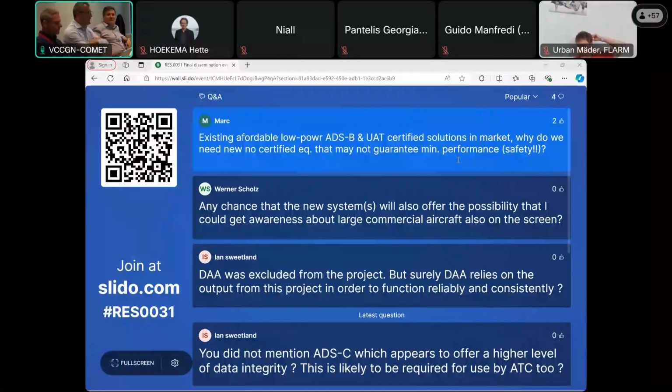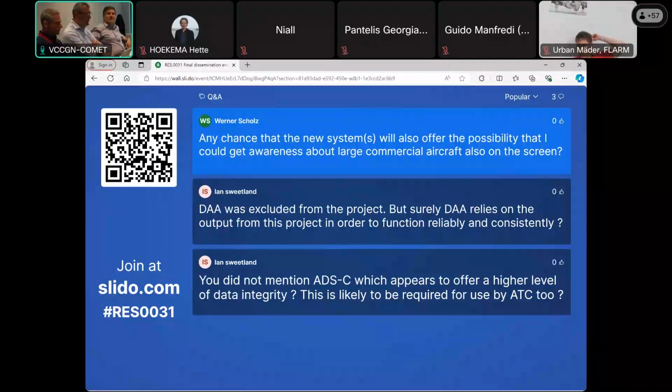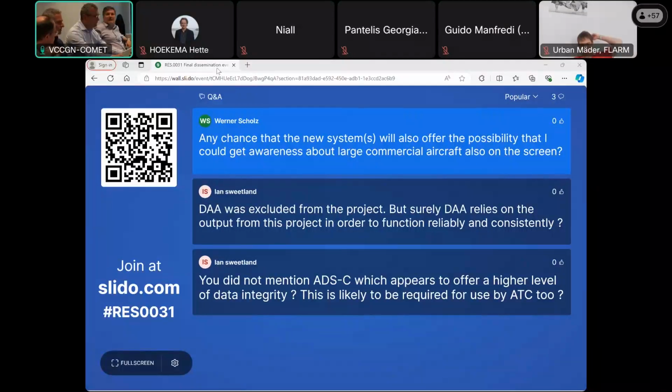Question from Werner. Any chance that the new system will also offer the possibility that I could get awareness about large commercial aircraft also on the screen? Yeah, it already works. Because you see the ADS-B and Mode S on most systems. And if you look at the mobile apps, then you can see a lot more. So I think it's already solved. You can see these aircraft.